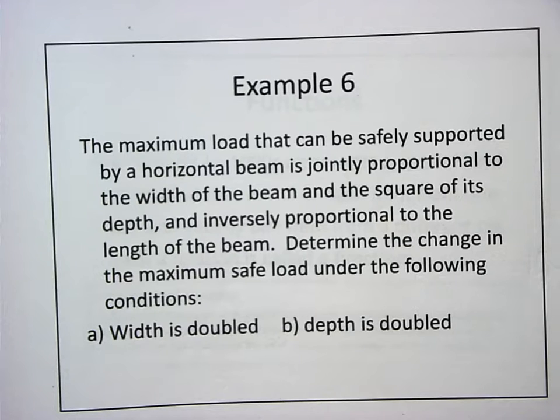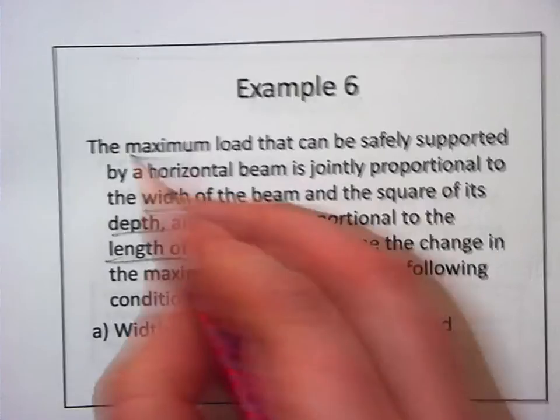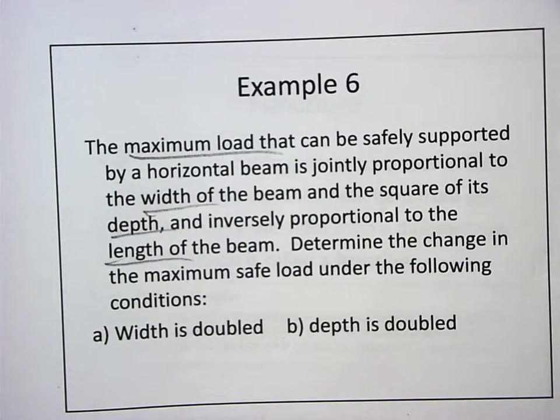The max load that can be safely supported by a horizontal beam is jointly proportional to the width of the beam and the square of its depth, and inversely proportional to the length of that beam. Determine the change in the maximum safe load under the following conditions. So I want to create an equation so I can see what's going on. It's going to keep the k in it, but how many variables are actually going on here? 4. Because you do have width, depth, and length, but you also have what it equals, the max load.